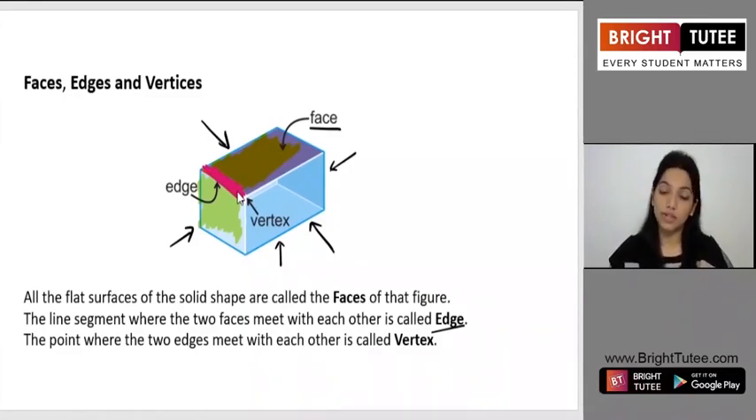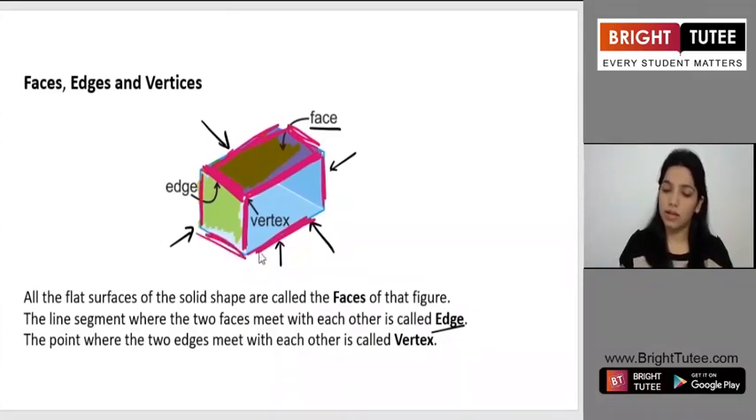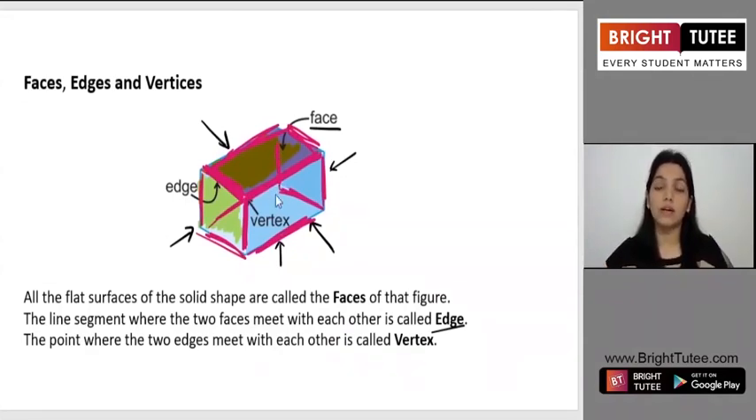So how many total edges do you see? Here this particular face, the top one, and this right side face, they are meeting each other at this particular edge. So again we have got 2 edges. Similarly these 2 edges are meeting over this particular end. So 3, 4, 5, 6, 7, 8, 9, 10, 11 and 12. So in total you will see that a cuboid has got 12 edges.